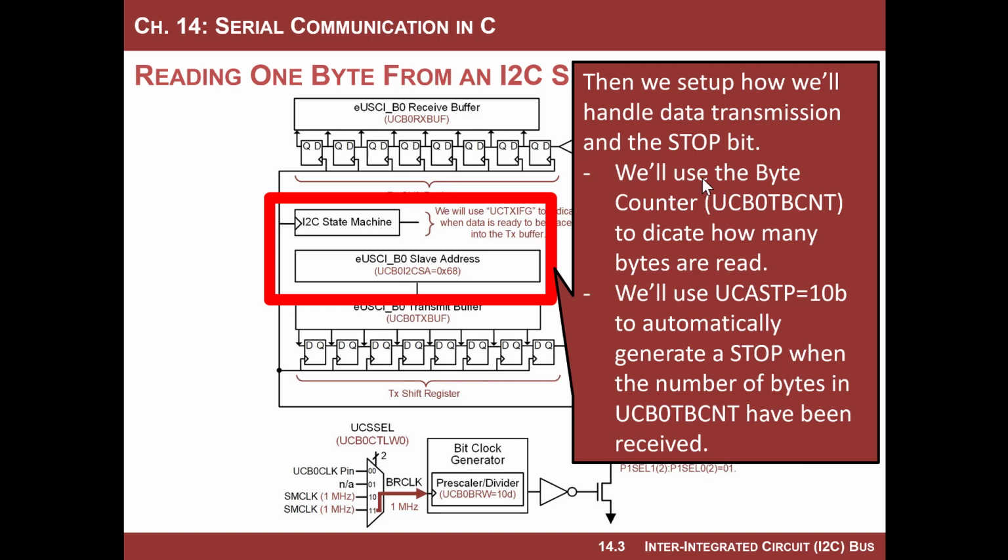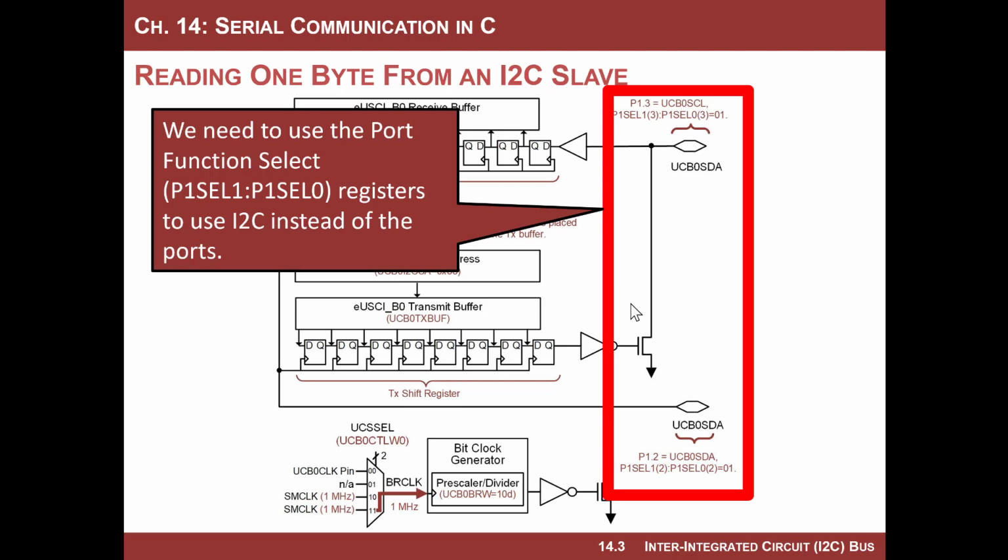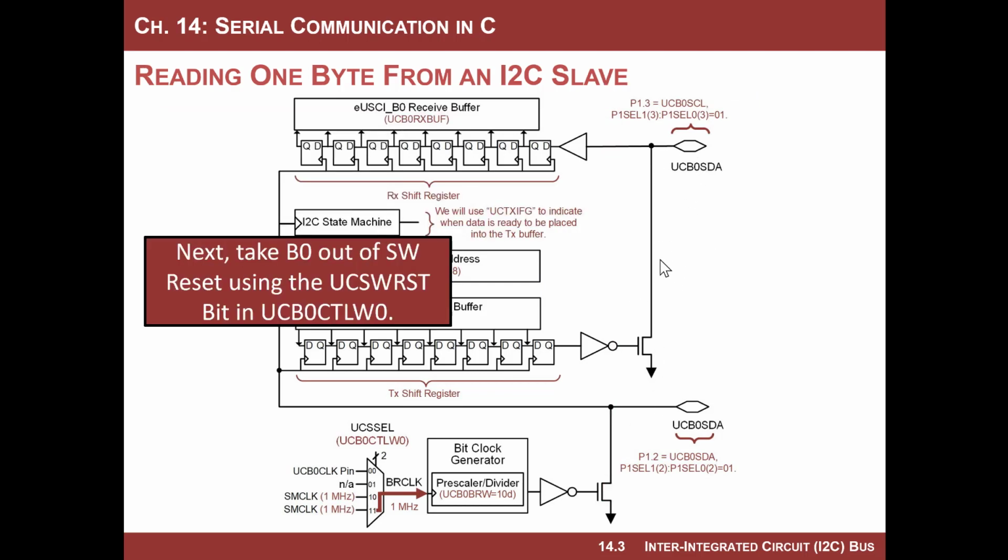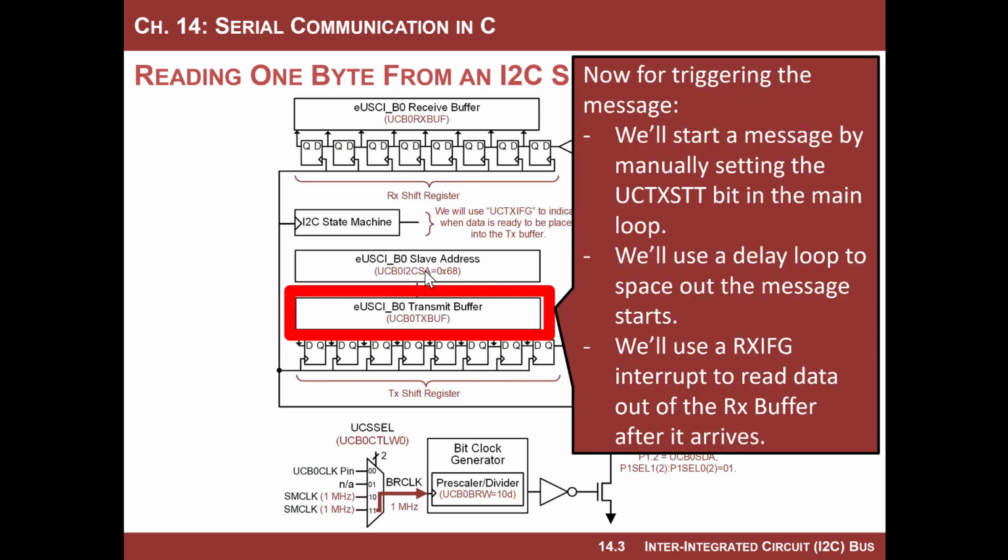When it comes to the data transmission, we again use the byte counter. We set one in the byte counter, which means we will read one byte of information and then be done. Since I put this into automatic stop mode and have read mode on, after the one byte comes out, the master will send a NACK, which will end the transmission from the slave, and then it will do a stop bit to end the message. We obviously have to set up the ports to use the I2C functionality instead of the port, and then we take it out of software reset.